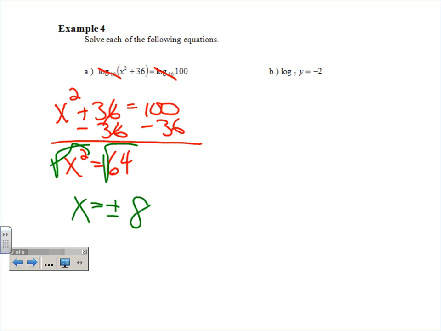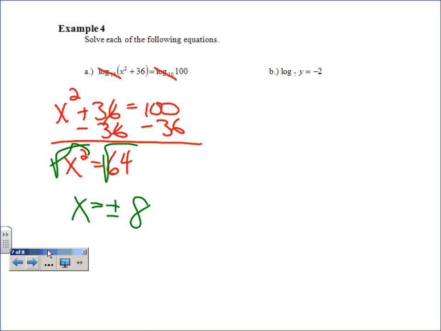Very good. Positive or negative 8, because we were the ones that decided to take the square root throughout this problem. We didn't have to. But when dealing with logarithms, you better make sure you're not going to try and take the log of a negative. So we better check these answers.